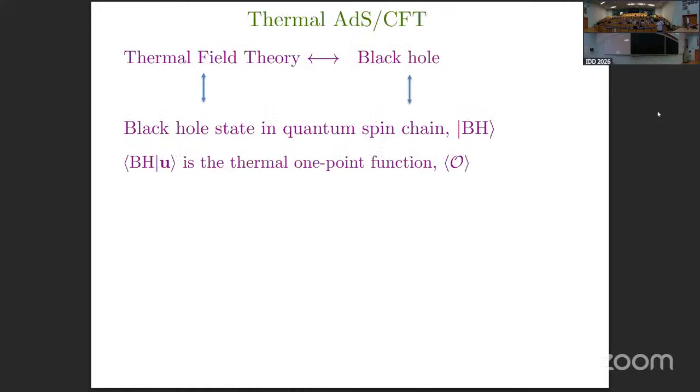And that is what I want to do for the thermal setup. I want to introduce a temperature in the field theory, which corresponds to introducing a black brane in the string theory. And then I want to find out what state I have to introduce in the spin chain in such a way that when I take the overlap between that state and a Bethe eigenstate representing a certain operator, I get the thermal one-point function of that operator.